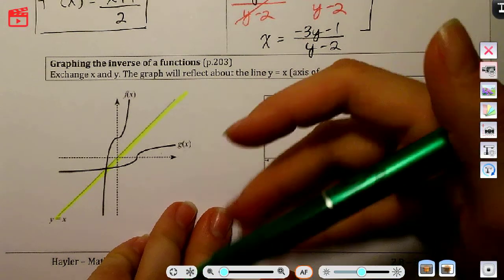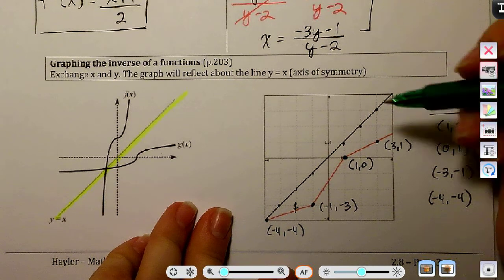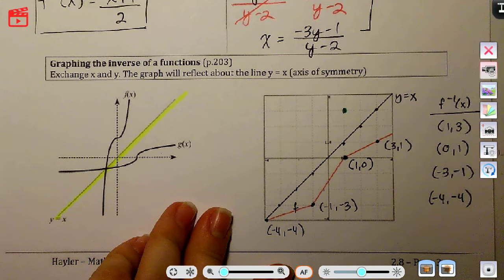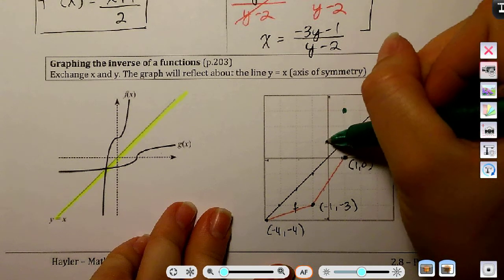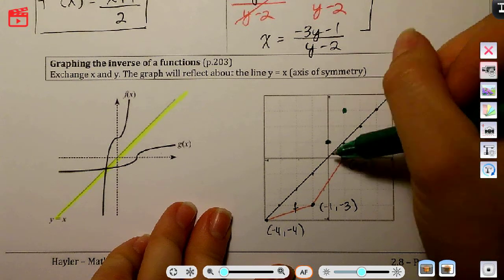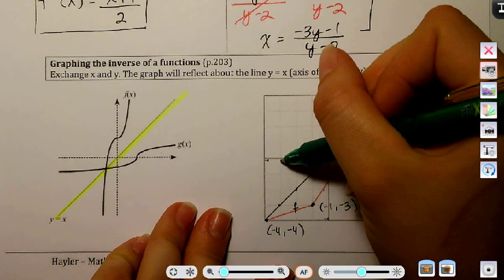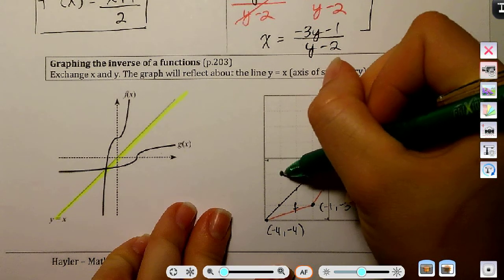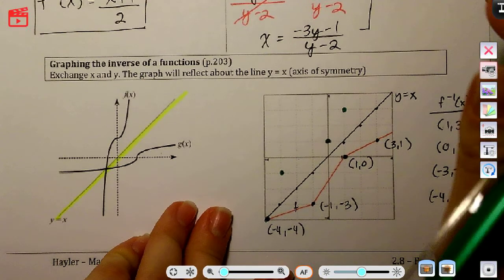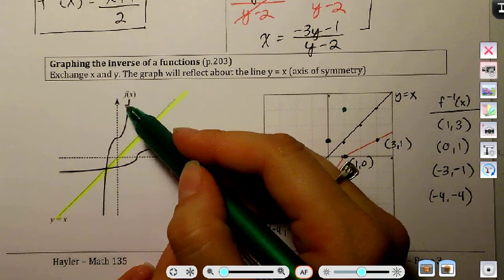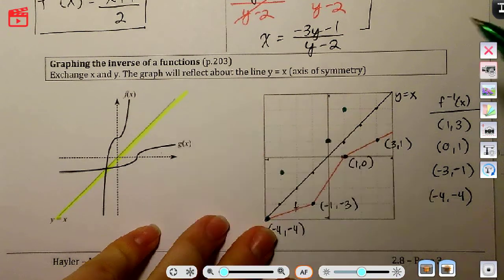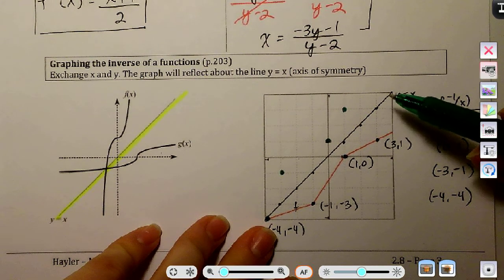So 1, 3. 0, 1. Negative 1, negative 3. And lastly, negative 4, negative 4. Okay, so these guys should end up mirroring each other. Notice how this one mirrored each other on the graph? That's exactly what we're looking for. These guys should end up mirroring each other.